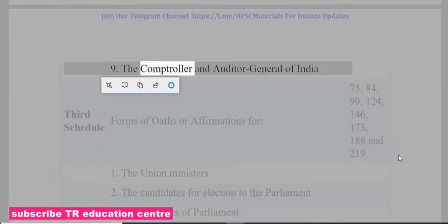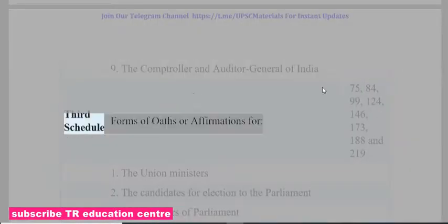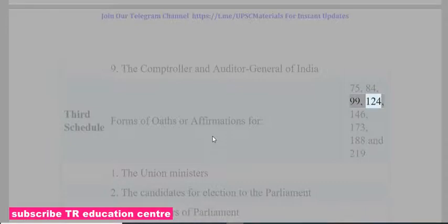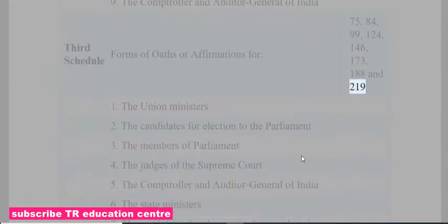9. The Controller and Auditor General of India. Third Schedule. Forms of oaths or affirmations. 4, 75, 84, 99, 124, 146, 173, 188 and 219.